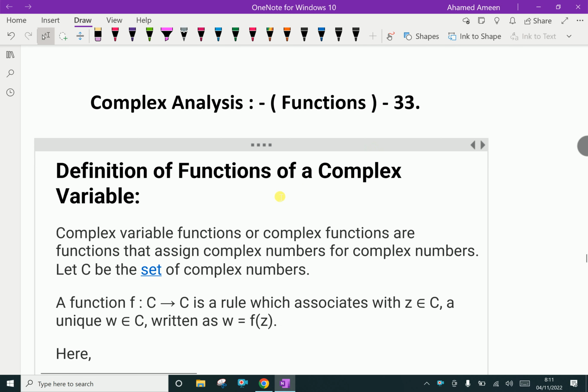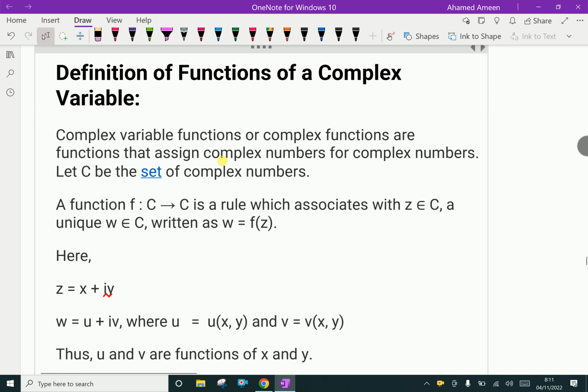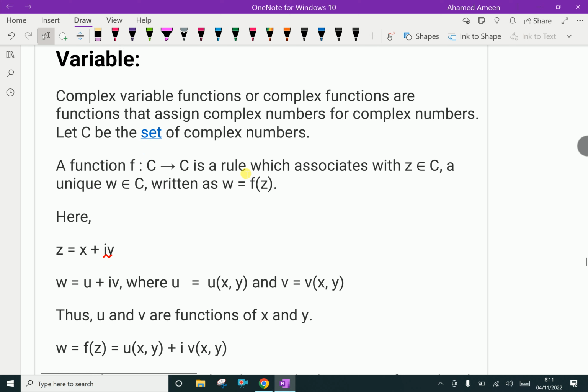In complex analysis, let us discuss functions. Definition of a function of a complex variable. Complex variable functions, or complex functions, are functions that assign complex numbers to complex numbers. That means the domain and range are in complex numbers. Let C be the set of complex numbers.